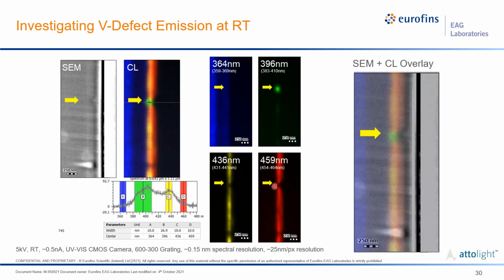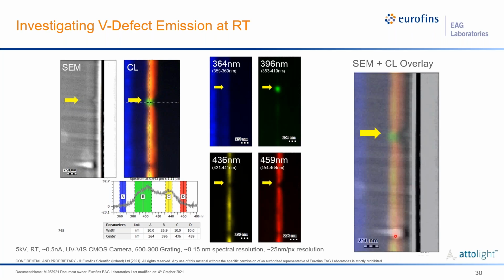Some of the other things that we can see is that there's sort of uneven emission. This 440 emission for the multi-quantum well region is actually composed of several emissions, and it looks like it red shifts slightly as you travel up the quantum wells.